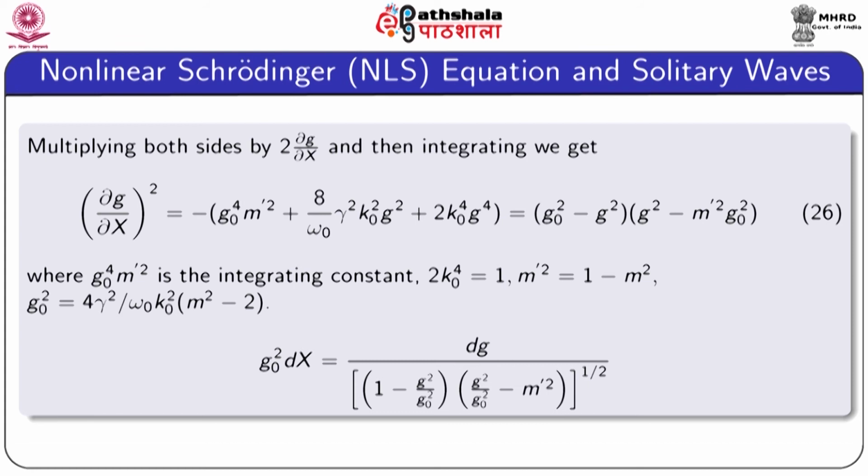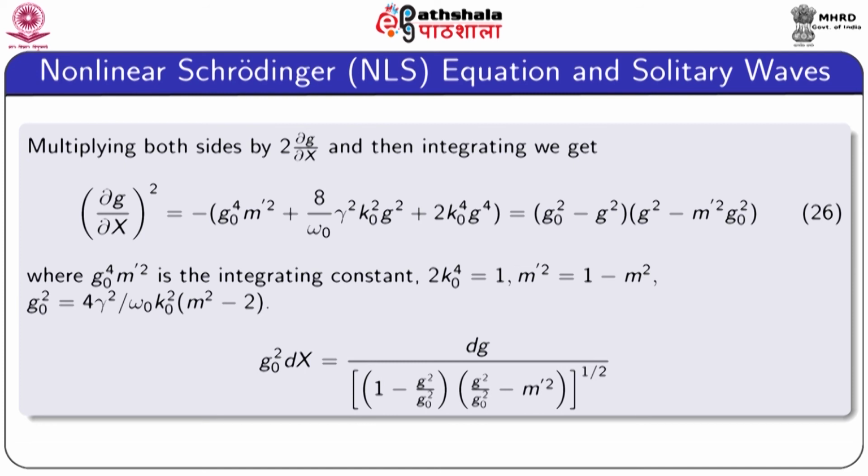where g0 to the power 4 m dash square is the integrating constant. If we write this expression as 2 factors, then comparing the coefficients we can get the relation between the parameters as 2 k0 to the power 4 equals 1, and we assume m dash square as 1 minus m square. So, it gives the value of g0 square as 4 gamma square by omega 0 k0 square into (m square minus 2).